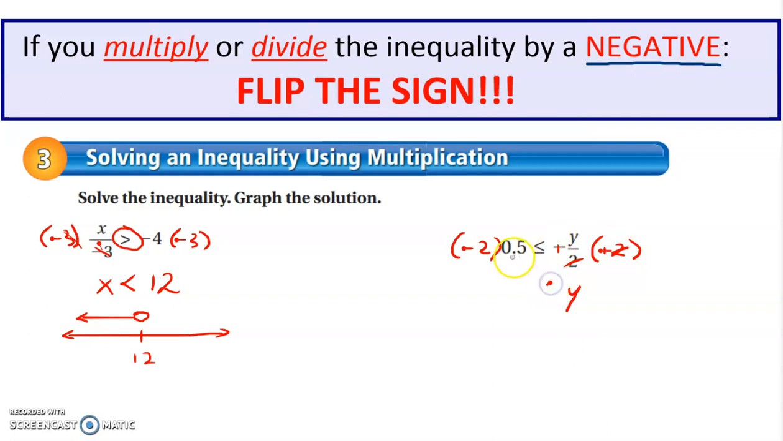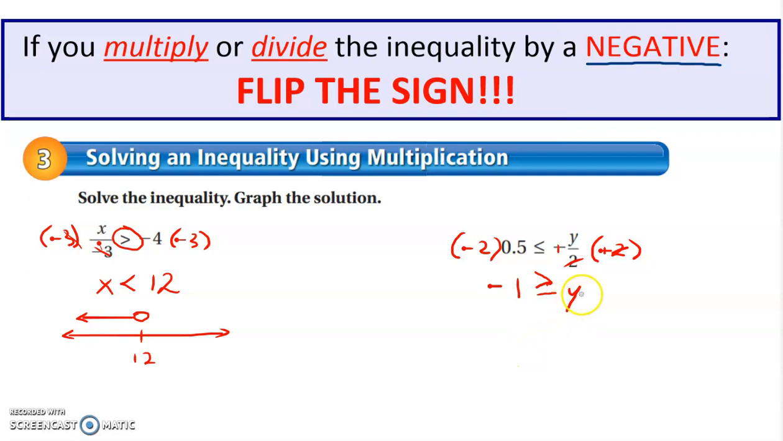Okay. Now, negative 2 times 0.5 is going to be negative 1. We multiplied by a negative. The 0.5 was positive. Now the left side is negative. Right side was negative. Now it's positive. We flip the sign here, flip the sign there. We have to flip the inequality sign.